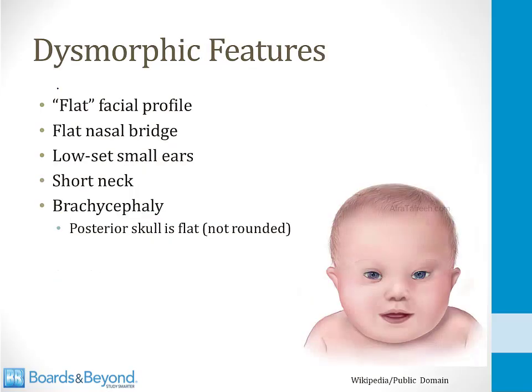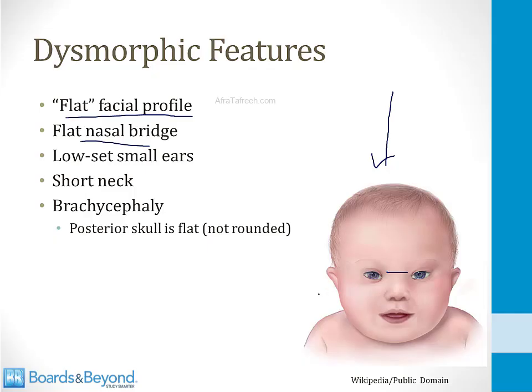Let's start by talking about the dysmorphic features of Down syndrome. Children with Down syndrome are often described as having a flat facial profile. If you look at this picture on the screen here, you can see that this baby's face just looks relatively flat relative to normal. In addition, they have a flat nasal bridge. So this is the nasal bridge. It's the portion of the nose between the eyes. And if you feel your own, it's probably kind of raised up a little bit. It's flat in babies with Down syndrome.